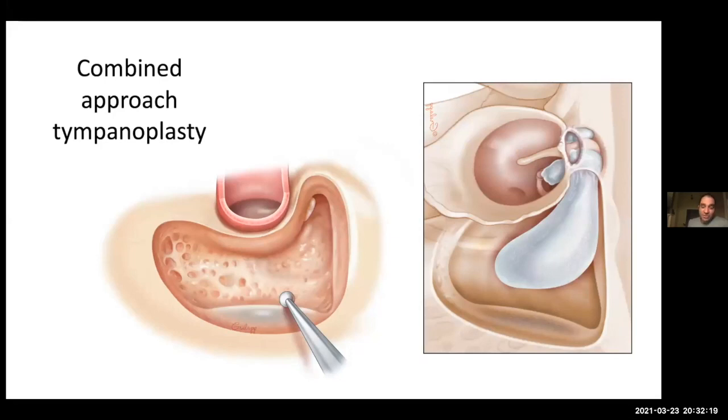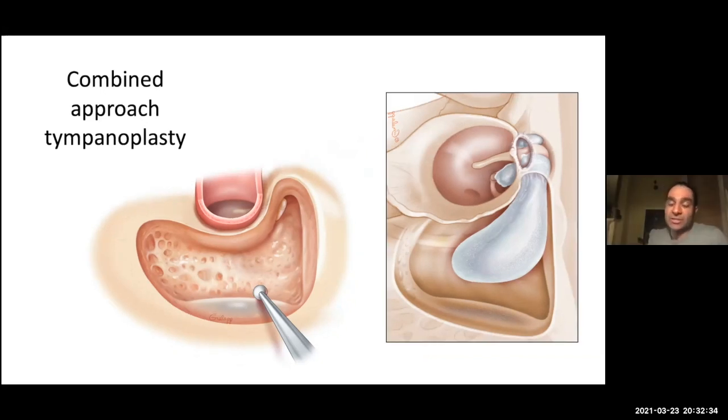You don't necessarily need to expose the sigmoid sinus because it depends on where your cholesteatoma is. So here on the right is an example of a cholesteatoma. If this was indeed the size of the cholesteatoma, the mastoid cavity is actually bigger than it needs to be, of course. You only need to open until you reach the edge of the cholesteatoma and you're able to remove all of it safely. It depends on what it's wrapped around.